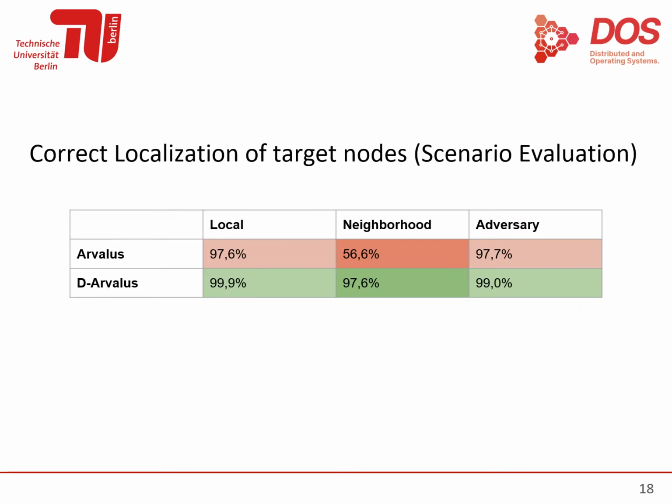Finally, we want to assess how well we were able to localize anomalies that we have injected into our target nodes. Not surprisingly, for the local and adversary scenarios, the changes are not too big. However, for the neighborhood scenario, it definitely pays off to incorporate neighborhood information via graph convolution, as you can determine anomalies even if your own local state is miscellaneous.